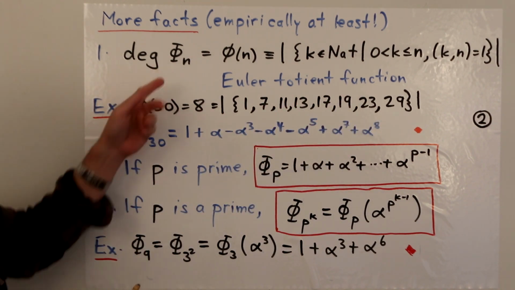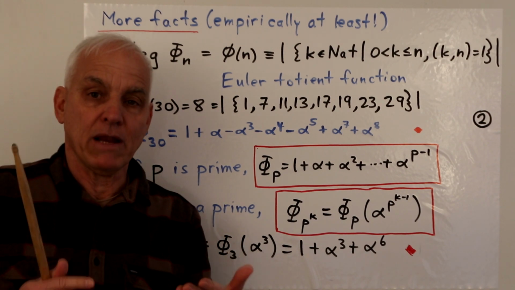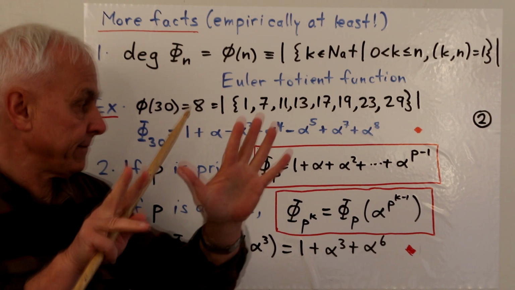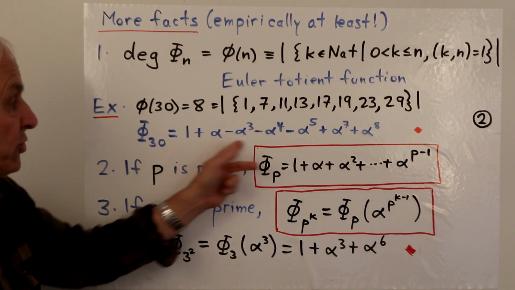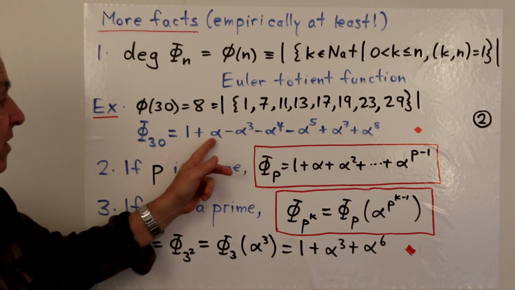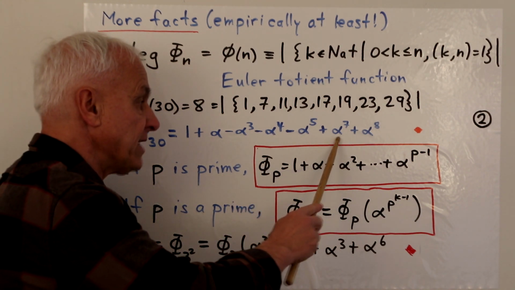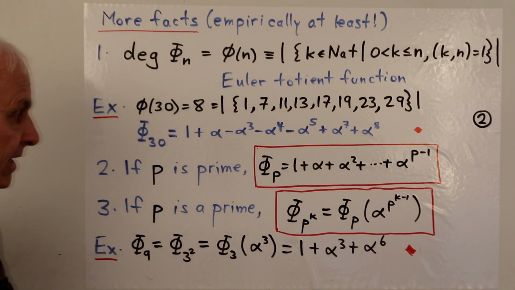That's telling us that the cyclotomic polynumber phi sub 30 is going to be of degree 8. And there it is right there, actually. 1 plus alpha minus alpha cubed minus alpha to the 4th minus alpha to the 5th plus alpha to the 7 plus alpha to the 8. It is of degree 8.